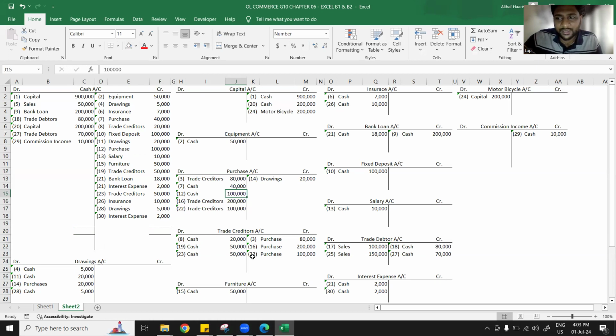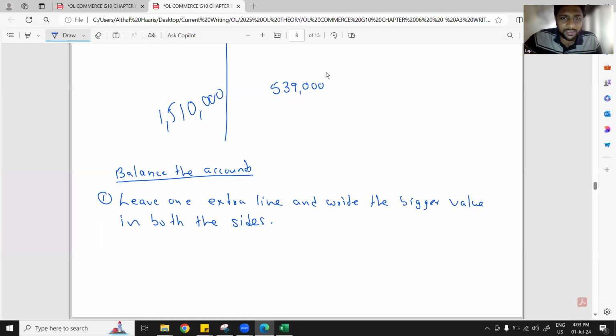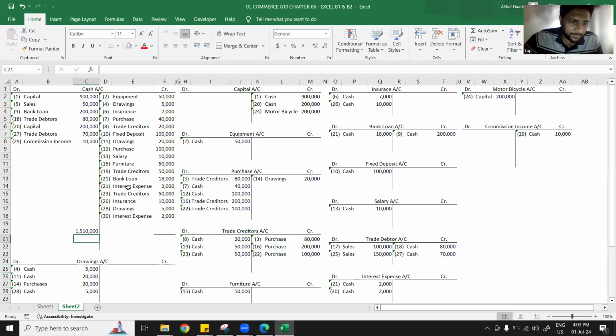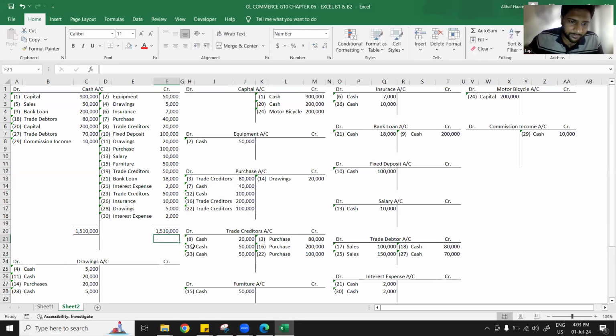Now what is the bigger value? Everyone tell me. Is the debit side value bigger or the credit side value bigger? Debit side, no. So write it for both the sides, people.